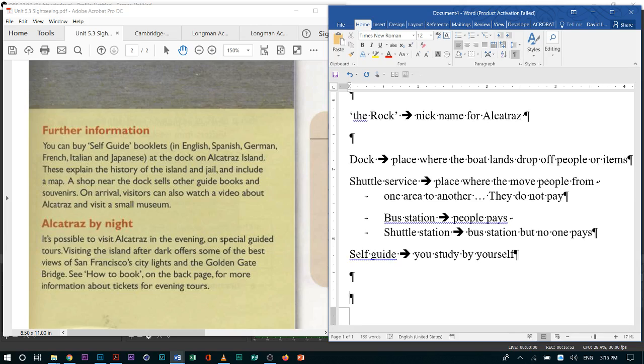Alcatraz by night. It's possible to visit Alcatraz in the evening on special guided tours. Visiting the island after dark offers some of the best views of San Francisco's city lights and the Golden Gate Bridge. See how to book on the back page for more information about tickets for evening tours.